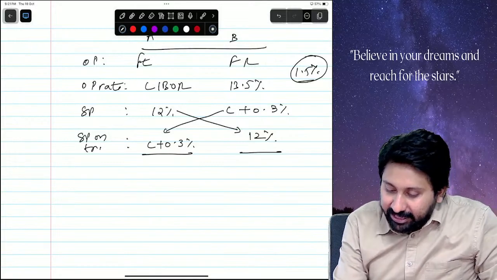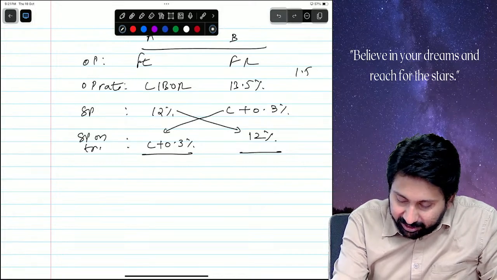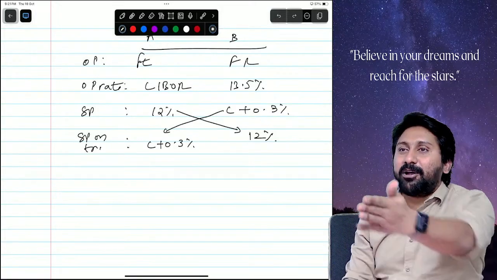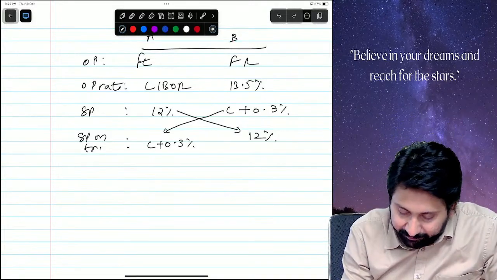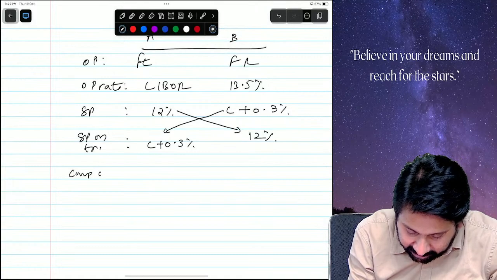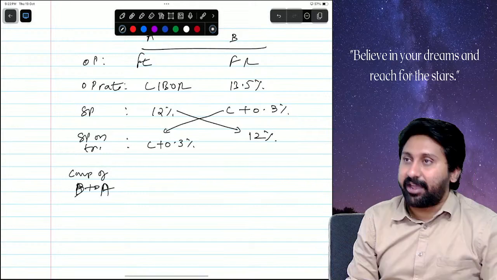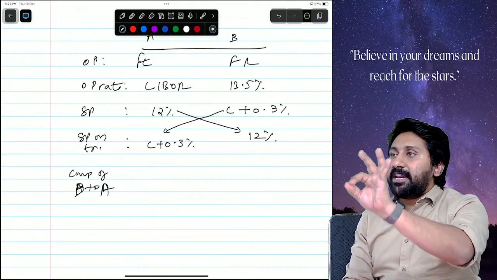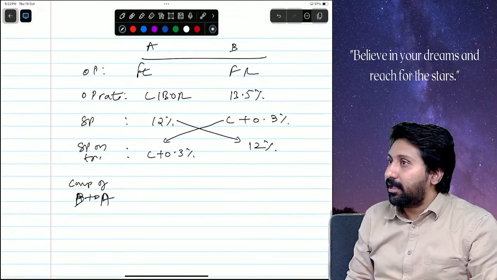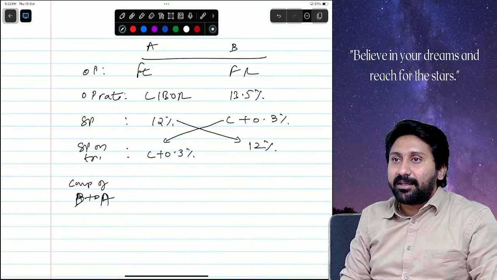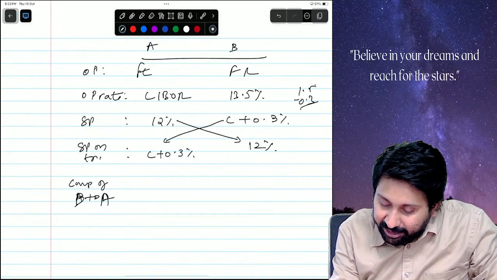First tell me, in this 1.5 gain, who is making it? B. That 1.5 does not belong to you. That 1.5 belongs to both of us. First, compensation of A to B. Sorry, B to A. Originally, think and answer: if A has to borrow, at what rate would he have borrowed? LIBOR. Because he is borrowing at LIBOR plus 0.3, how much extra is he paying? 0.3. From this 1.5, I will first reduce that 0.3.